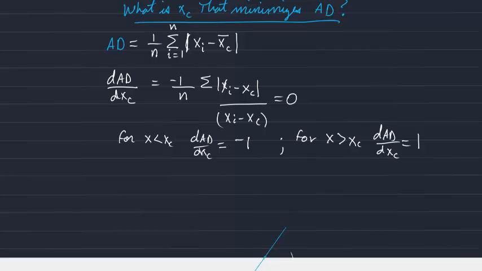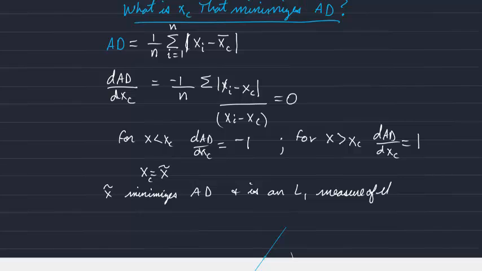And that value of xc is equal to the median. So the median minimizes the absolute deviation AD and is an L1 measure of the center.